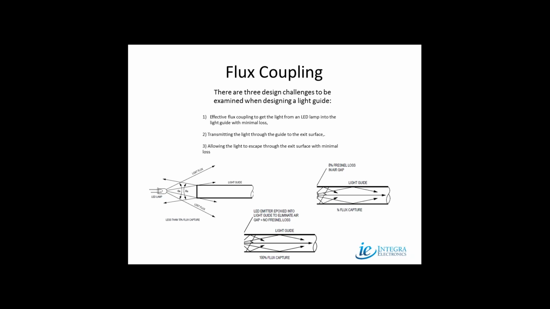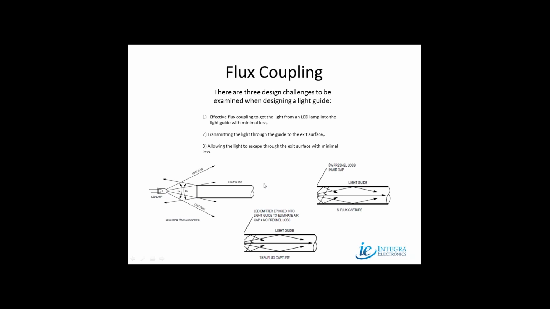The effective flux coupling to get the light from an LED into the light guide with minimal loss would be to have the surface of the light pipe contour with the LED. So for instance, here on the top left diagram, you see a 5mm LED light pipe going into a flat surface. That's not necessarily an ideal area.